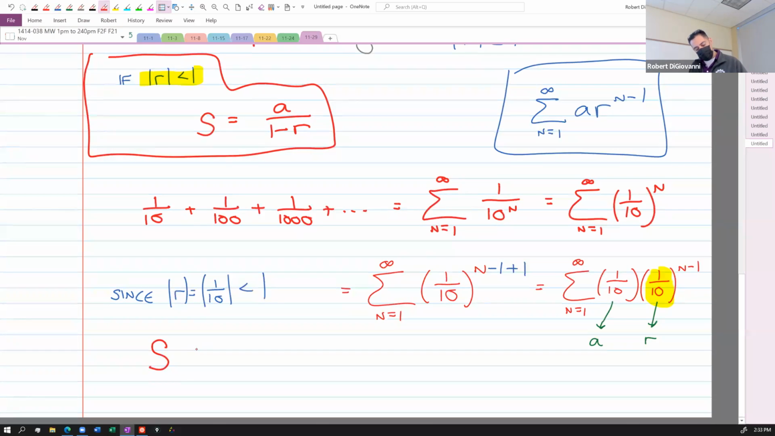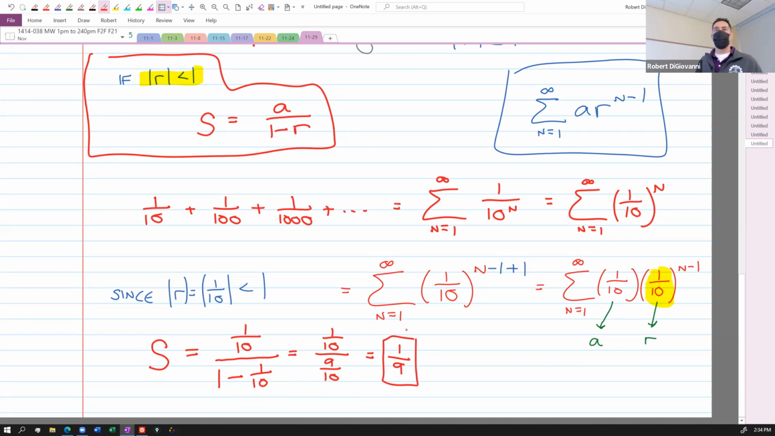What should it add up to be? The sum should be A, right, which is 1/10 over 1 minus a tenth, which is 1/10 over 9/10, right? 1 minus a tenth is 9/10. And 1/10 over 9/10, if you just do the reciprocal, you get what? 1/9, which is exactly what I said it was going to be, right? 0.1111 forever.